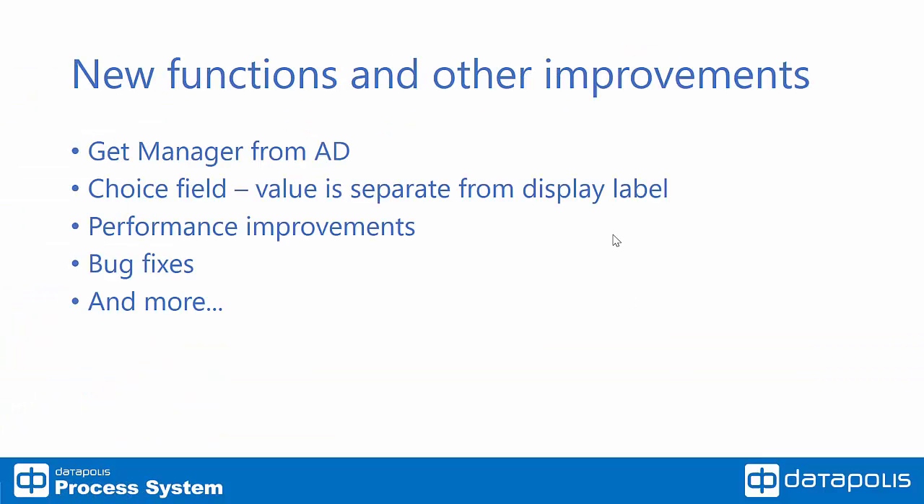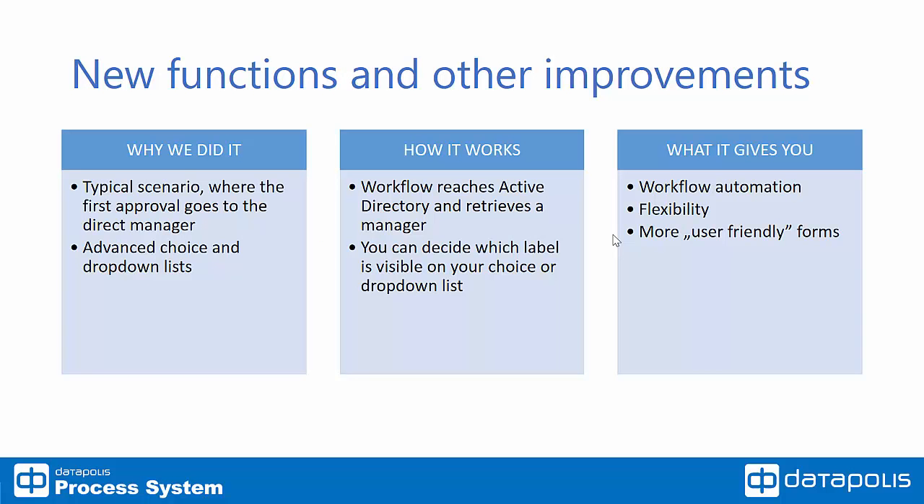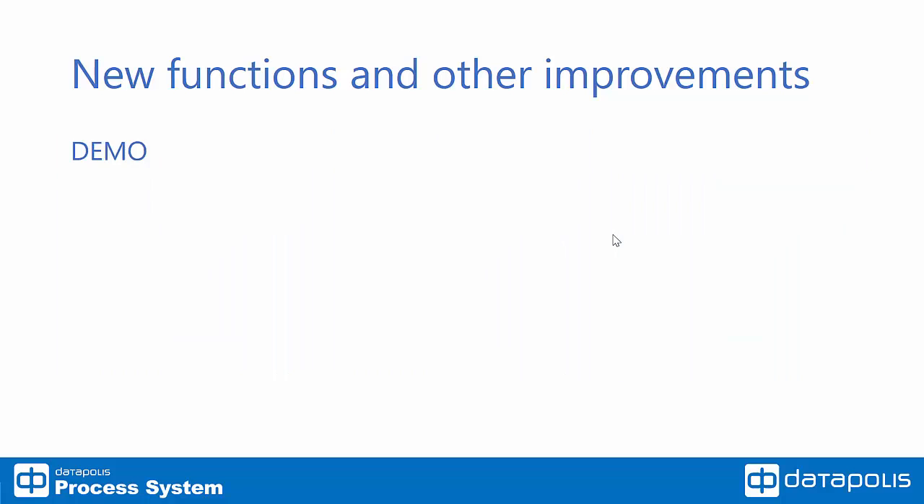Now the new functions and other improvements. We've got a function called getManager from AD. Choice field, value is separated from a display label, performance improvements, bug fixes, and more. Why we did it? Typical scenario where the first approval goes to the direct manager of the user. Advanced choice and drop-down list. How it works: workflow reaches Active Directory and retrieves a manager. You can decide which label is visible on your choice or drop-down list. And what it gives you: workflow automation, flexibility, and more user-friendly forms.